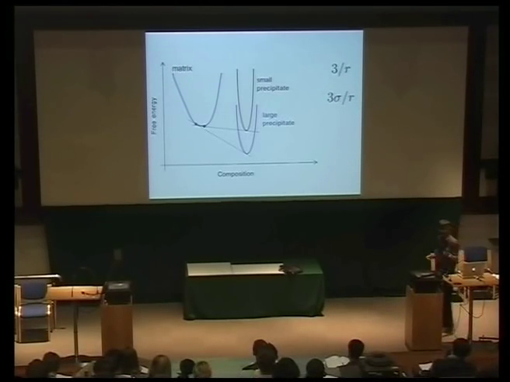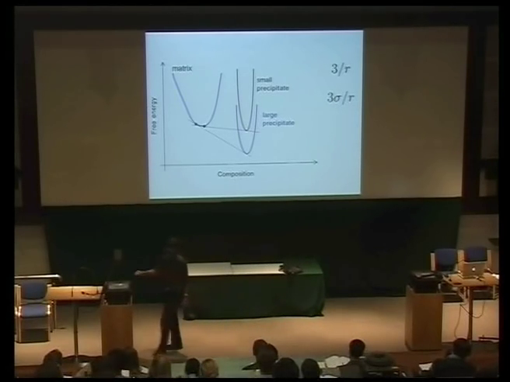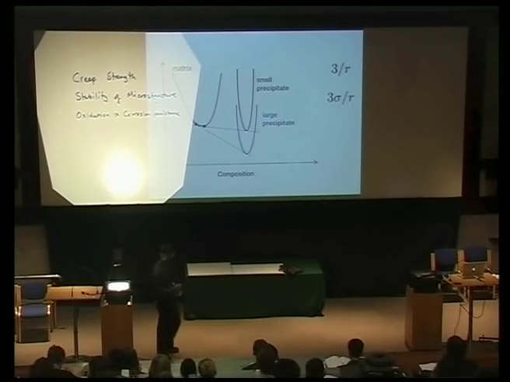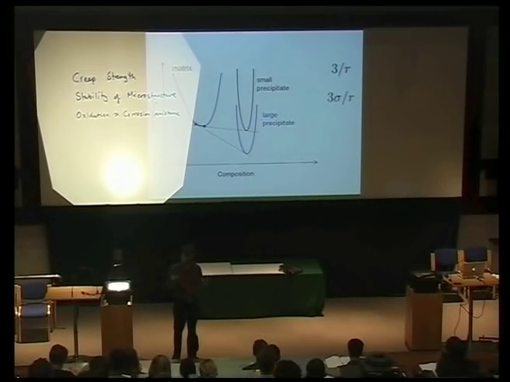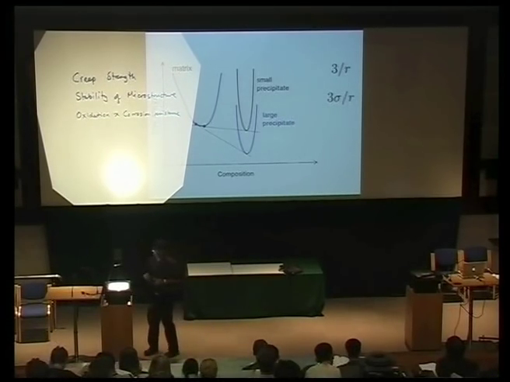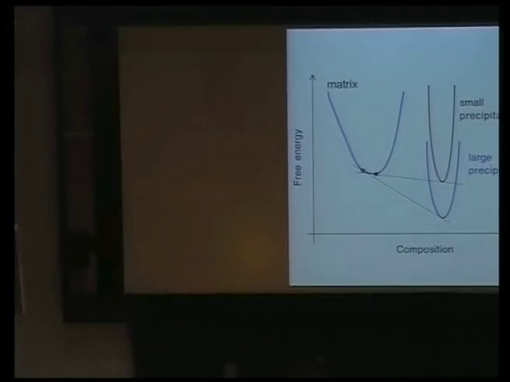We listed here some of the properties needed for high-temperature materials, and the creep strength we achieve basically by packing the material with all sorts of precipitates. It may not be just one kind of precipitate, but several kinds of precipitates. And we choose those precipitates to give us a stable microstructure. But what do we mean by the stability of microstructure?